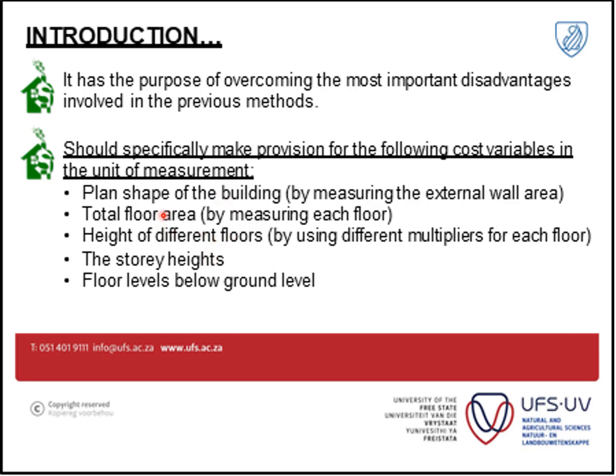So the plan, shape, and building is considered by measuring the external wall areas, and the total floor area by measuring each floor. The heights of the different floors are taken into consideration by using different multipliers for each floor. The story heights are included, floor levels below ground level are also considered, and it boils down to you measuring different components and then allocating a factor to it that is then multiplied with a single story enclosure tariff.